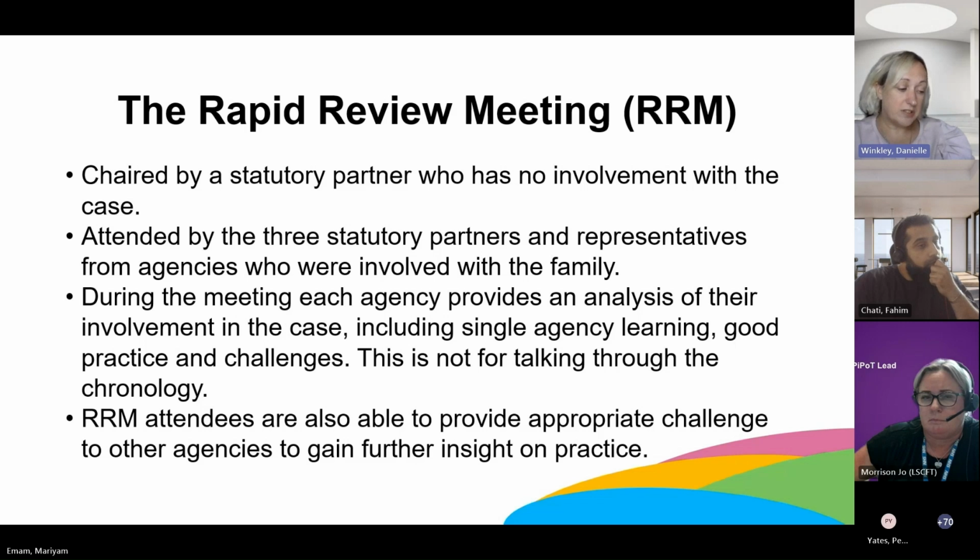And then the last thing we can do is to say there's not going to be a local CSPR, but local learning will be actioned on. And that's something that Fahim's going to talk about later. So we can still always gather the learning from them rapid review meetings to make changes to our organisations. And that's something Fahim's going to talk about, how we track and manage that in the future.